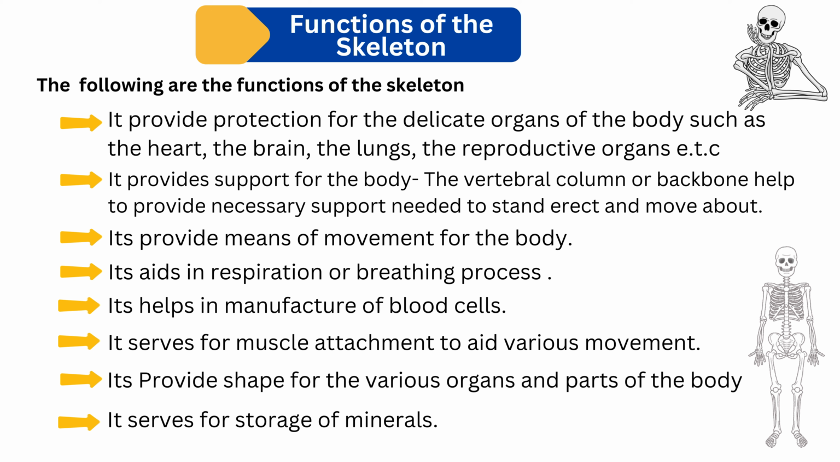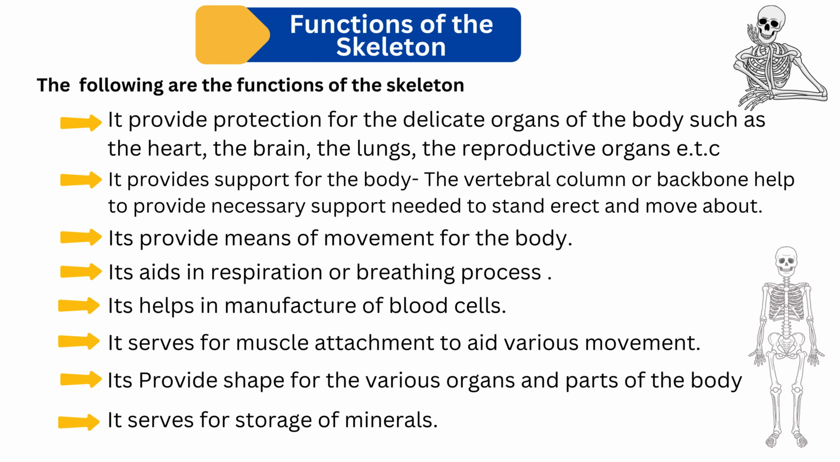Number 4, respiration. The skeleton aids respiration because the ribs and the thoracic bone help in breathing by protecting the delicate part of the respiratory system, that is the diaphragm. Number 5, another function of the skeleton is manufacture of blood cells. The bone marrows help to manufacture blood cells, the white blood cell and the red blood cell.